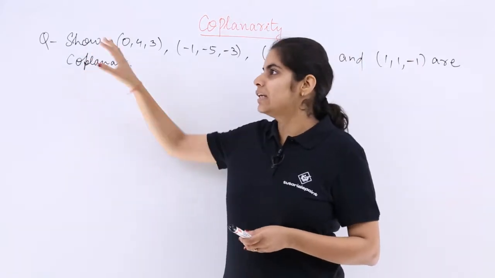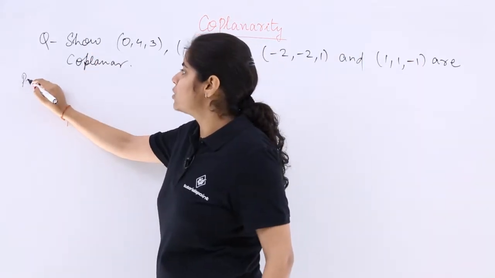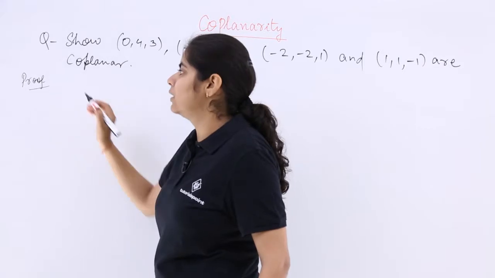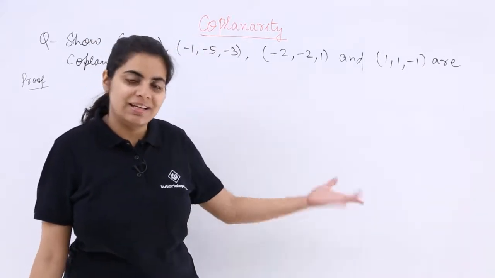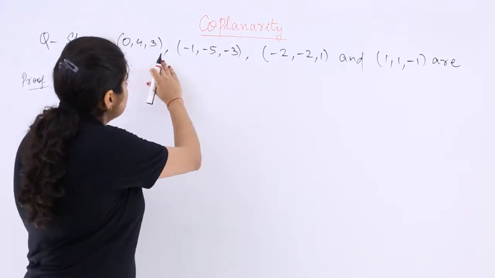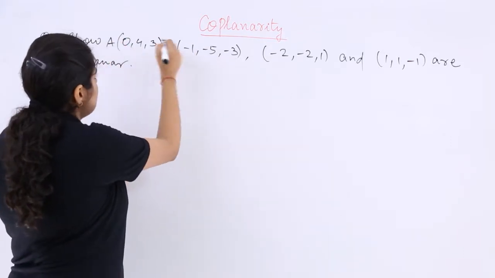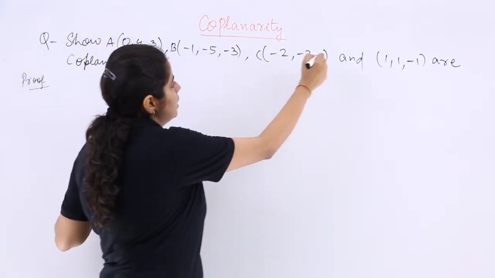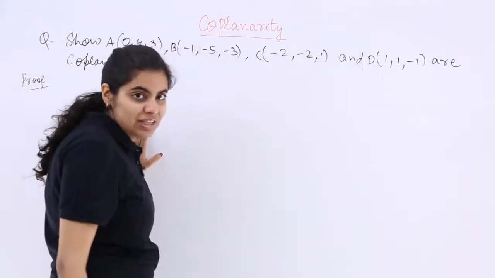And since this question already says show that, that means it is a proof question. It knows that the points are coplanar. So you have to just prove that. Let's start with the question. So these are the 3 points. I can name this as A, B, C and the fourth one as D for my convenience.